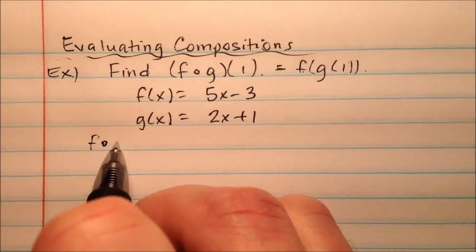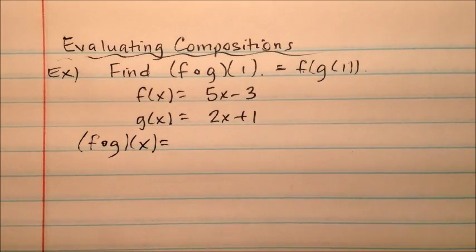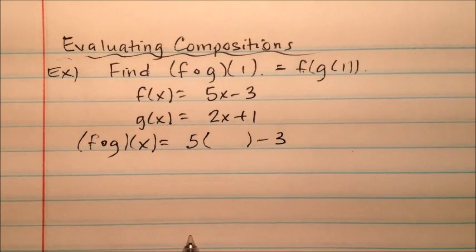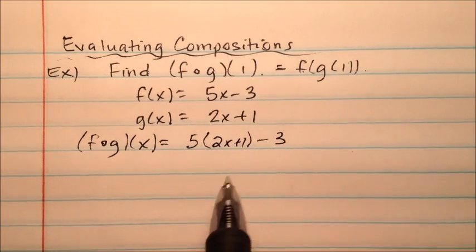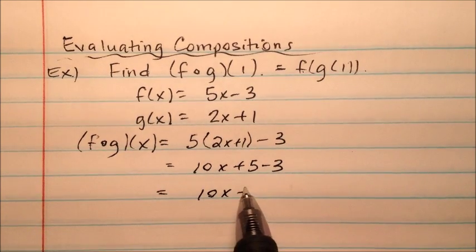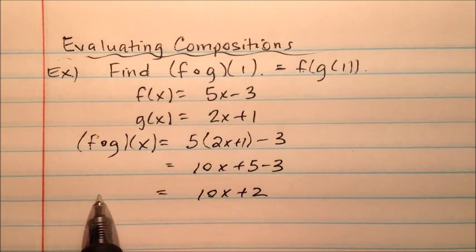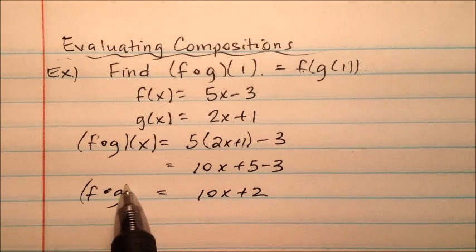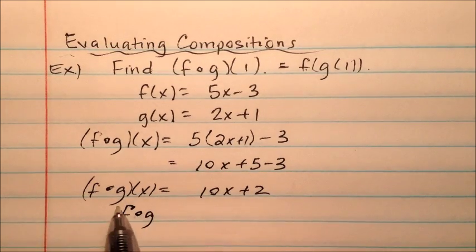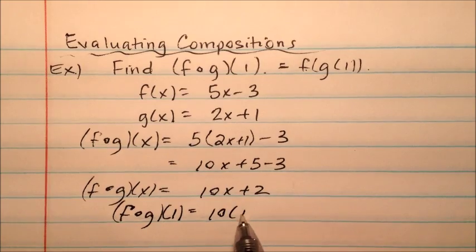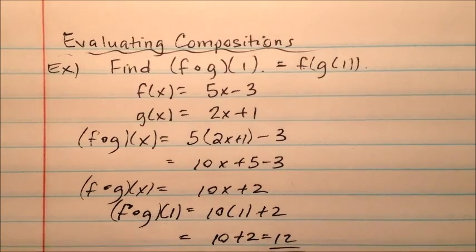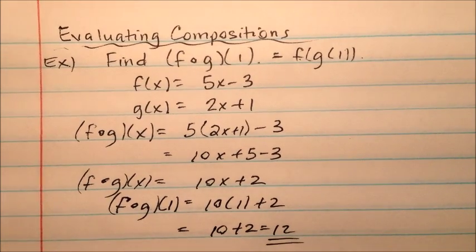So at first we're just going to find f circle g of x. Okay, that means we're going to put g into f. So f is going to be this thing right there, and g is going to go in there, so 2x plus 1. So this is going to be 10x plus 5 minus 3, so 10x plus 2. So this is going to be f circle g of x. Now if we actually wanted to put the value of 1 in there, it would be f circle g of 1, and it would be 10 times 1 plus 2, so it would be 10 plus 2 is 12. So we could do it that way and we get 12, and that's totally cool.